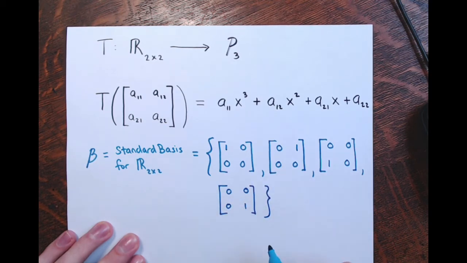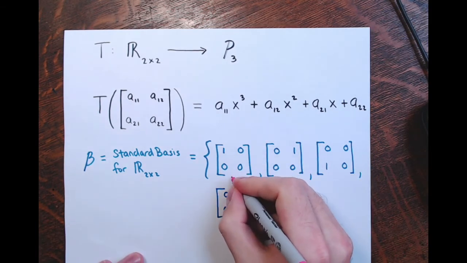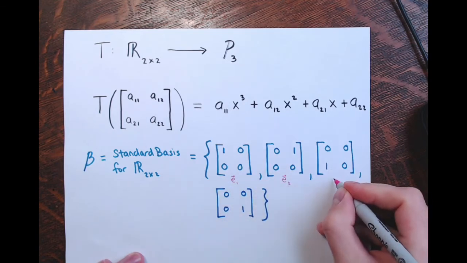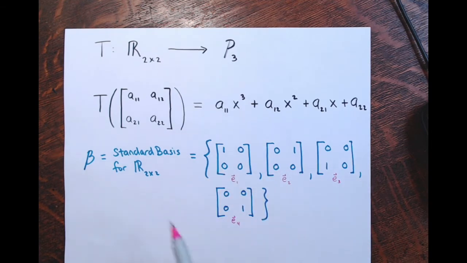Here's the standard basis, and they would call this, so this vector is like the E1 that you saw. This vector is the E2. This is the E3 and E4, right? And it's R2 by 2. Remember, the dimension of this should be 4. You see there are 4 vectors here in the standard basis for R2 by 2.